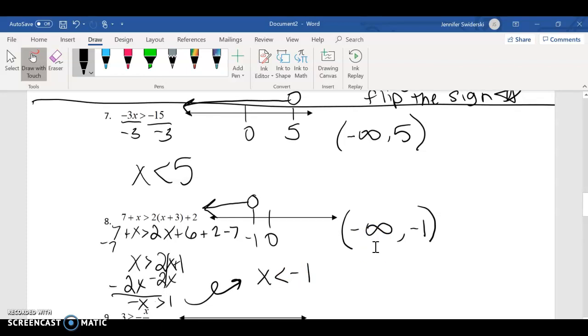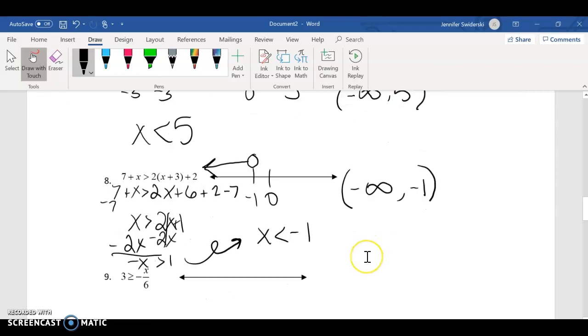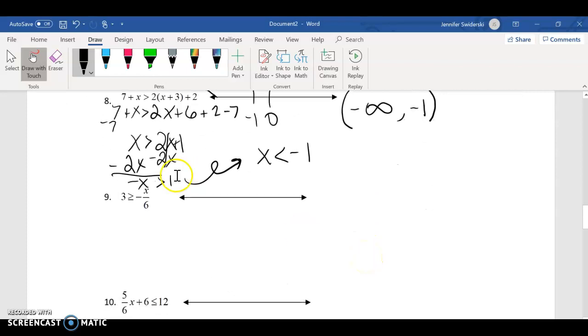All right, let's take a look at 9. For 9, to get x by itself, this is a fraction. I'm going to multiply by the reciprocal, and I want to get rid of that negative sign at the same time. So I'm going to multiply by negative 6 on both sides. That will cancel those out. I am left with x over on this side. Okay, since I multiplied by a negative number, that is the same as dividing by a negative number. So that's going to actually flip my sign to the left.